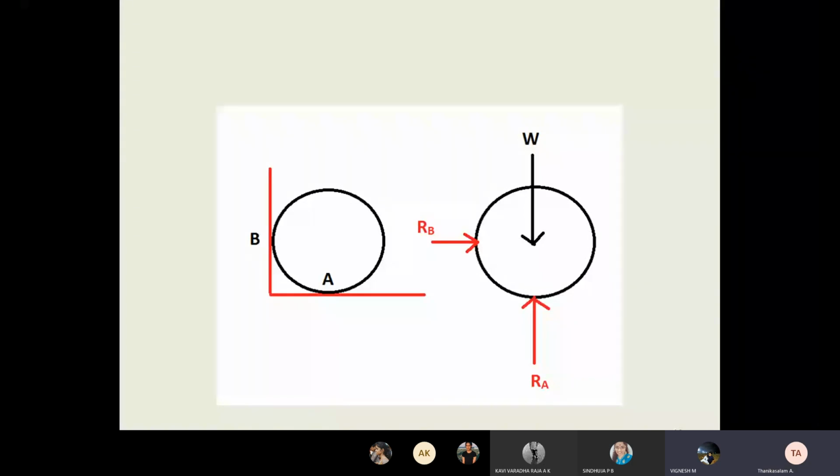Why is RA acting in the upward direction? RA is the reaction at A, as per Newton's third law. The ball is touching at A, therefore it is reacting. That's why I put an upward direction. Similarly, RB: the ball is touching on the left side, therefore the reaction is on the right side. So students understand, action is on one side, the reaction is on the opposite side. The ball is touching the surface downward, therefore the reaction is vertical upward. The ball is touching the vertical wall on the left side, so the reaction is to the right.